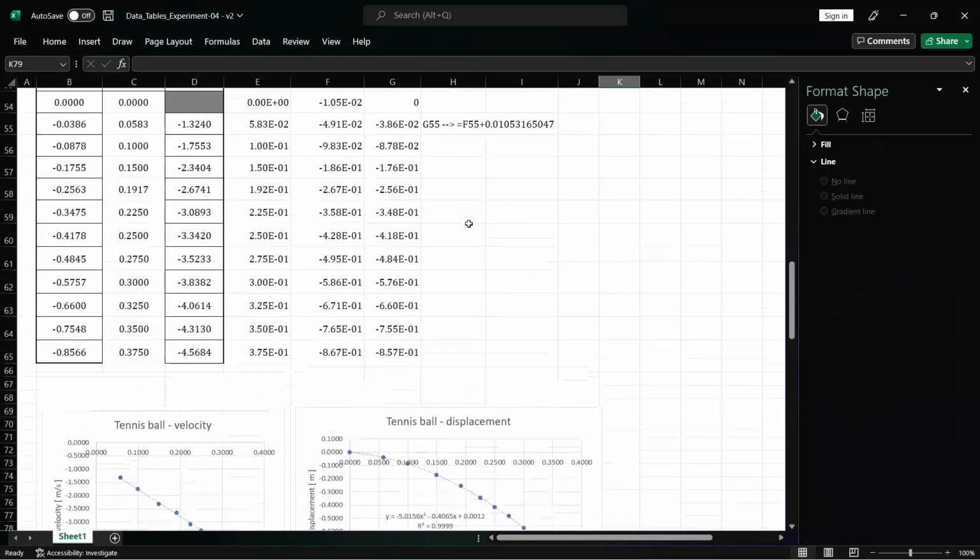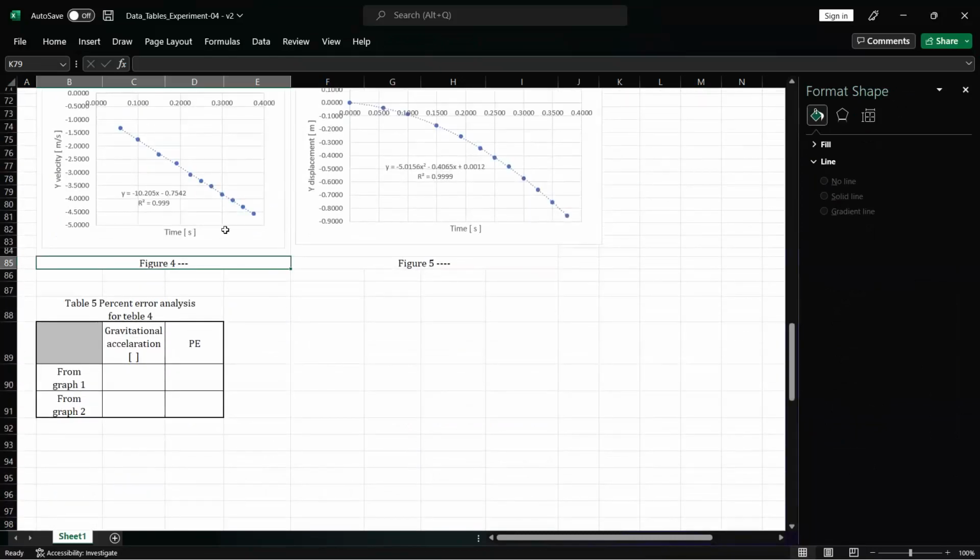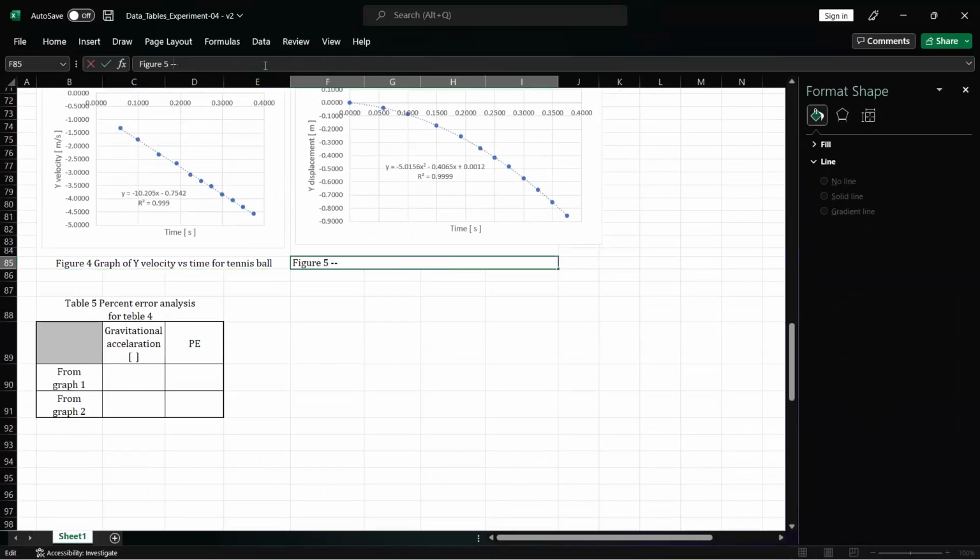And then you can also type here the name of each graph: y velocity versus time for this ball, and y displacement versus time for this ball.